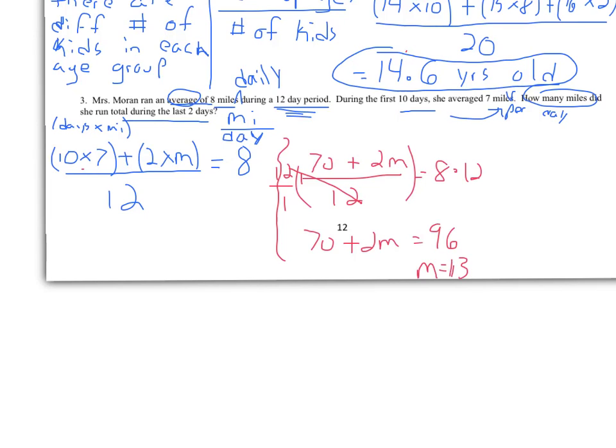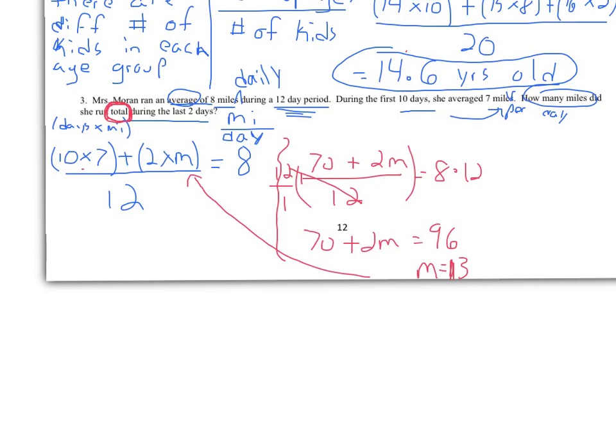Okay. Now, you may be thinking, so the question is that the answer? The miles is equal to 13. Let's go back and read the question. How many miles did she run total during the last 2 days? Keep in mind, M, what does M represent? M represents the miles that she ran each day those last 2 days.